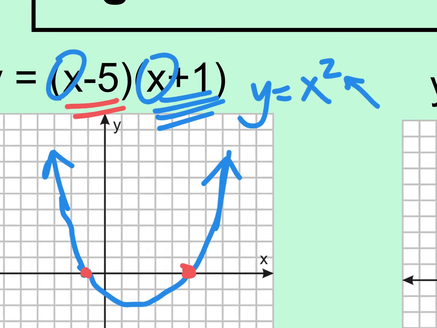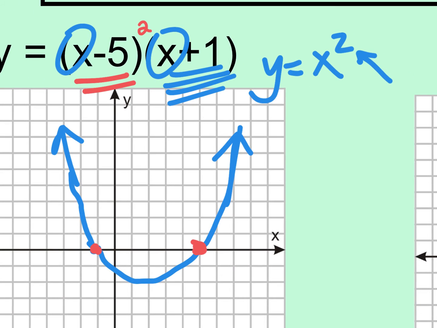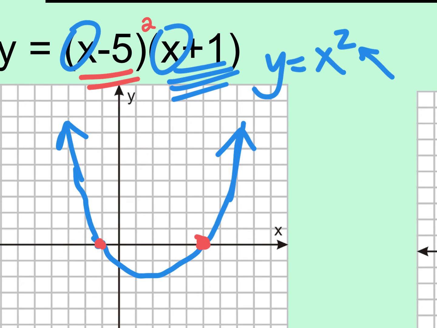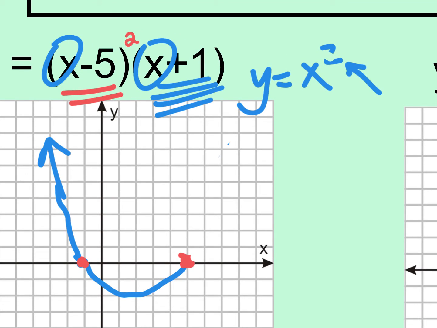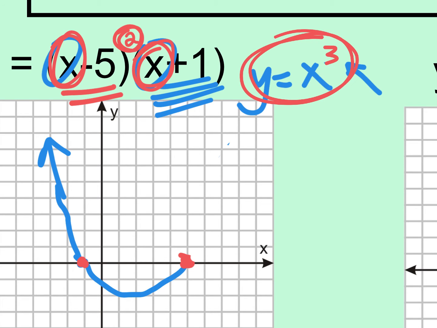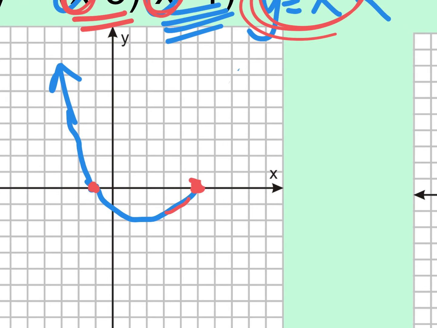Let me show you what would have happened if this 5 would have had a squared right here. If that 5 would have had a squared, then our total degree would have been a 3. How would you get that? Because if I multiplied this x squared by another x, then my lead term is an x to the 3rd. And that means it's got to go down on the other end, and watch what happens. This is called a bounce. It goes up, it bounces off of it, and then it goes down. That's called a bounce.